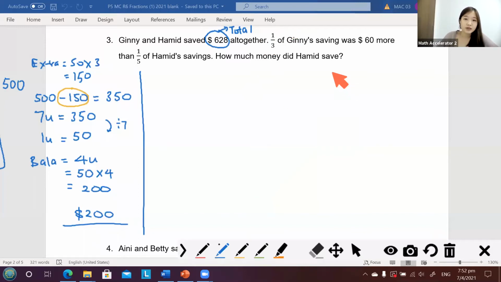Okay, so 1/3 of Guinea's savings was $60 more than 1/5 of Hamid. How much money did Hamid save? Okay, first step, you should know by now. Draw the model for Guinea. Leave some space on top just in case you need to stack it up. Okay, and Hamid. So Guinea is 60 more, so draw Guinea longer by 60, compared to Hamid.